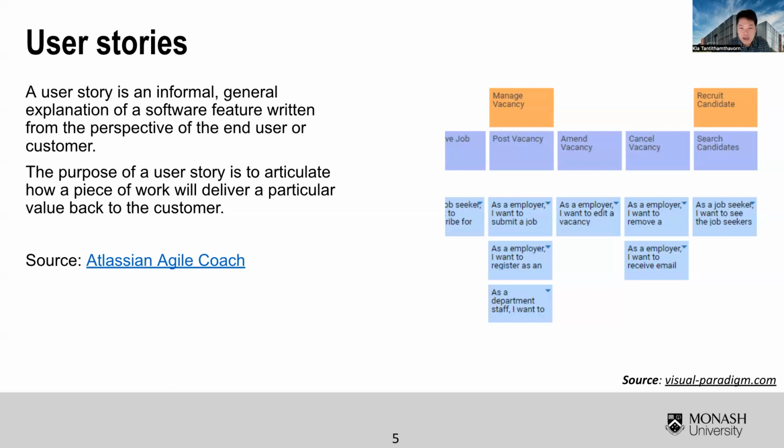Let's say this is an example. This is a real estate system, and this is a high-level feature about managing vacancies. One of the features is posting a vacancy, and then we write the user story here. Some examples could be: as an employer, I want to submit a job; as an employer, I want to register, and so on. Maybe this figure is not clear, so I'll move on.